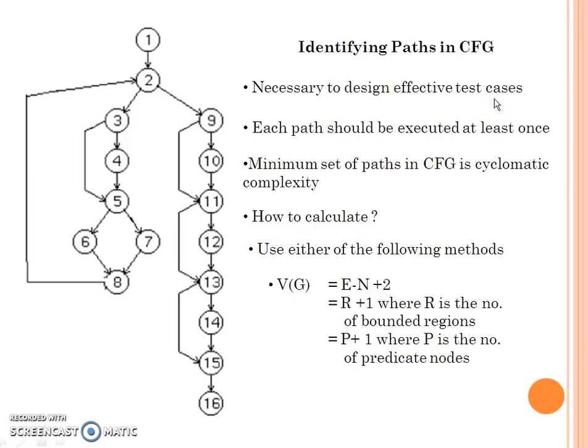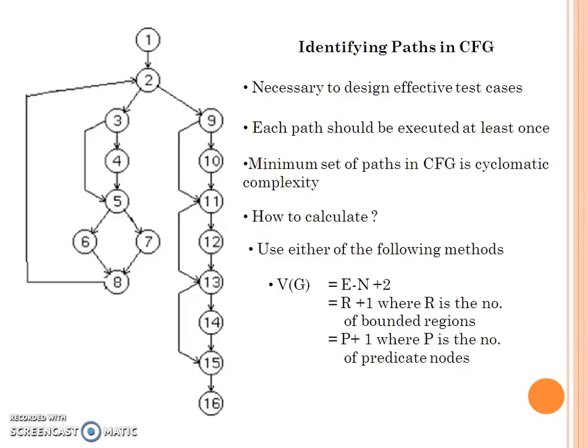By effective test case, we mean that we have to start from 1 and reach 16, and we should navigate through nodes which are connected through the directed edges. The next is each path should be executed at least once. That means through this entire graph, there should not be any edge which is left uncovered. So the second point ensures that we cover each and every part of the code. And thirdly, we have to find out the minimum set of paths in this control flow graph, and that is defined as cyclomatic complexity.